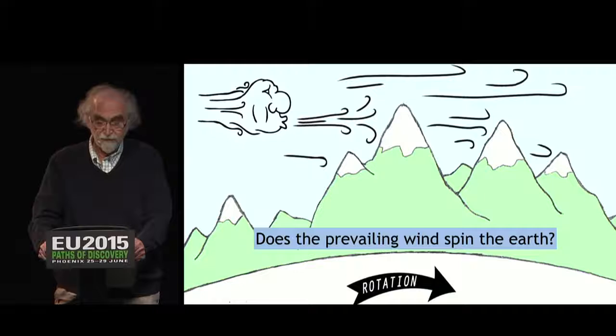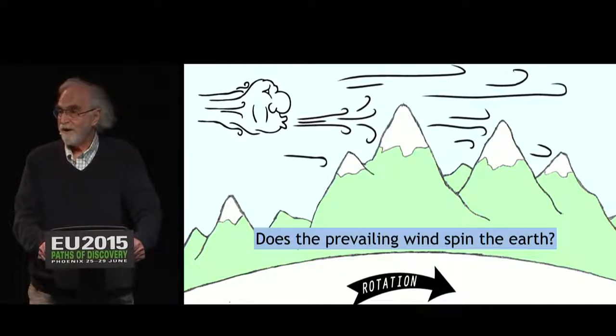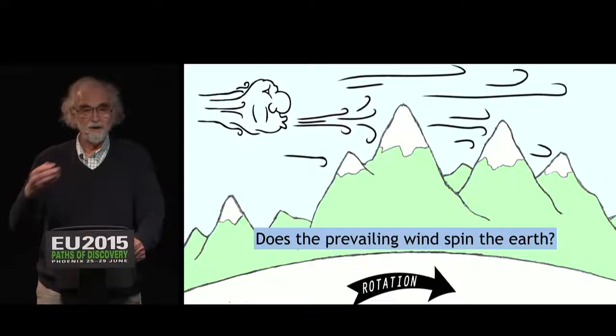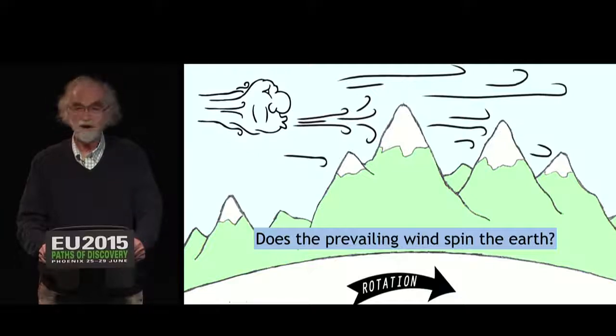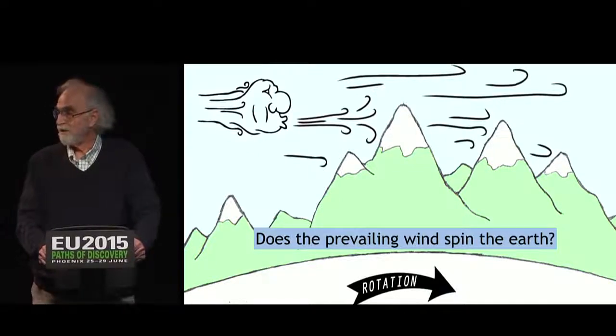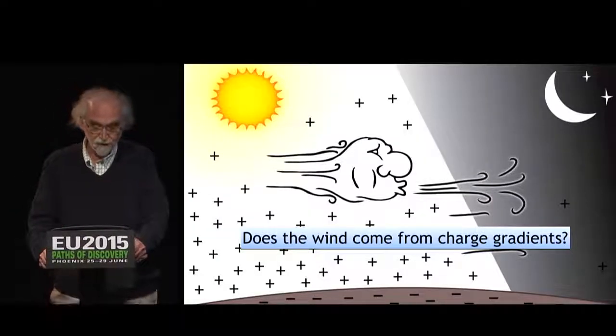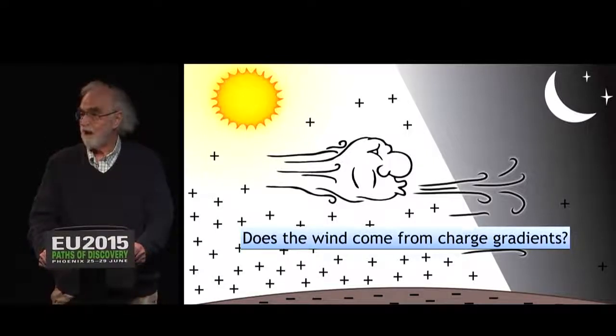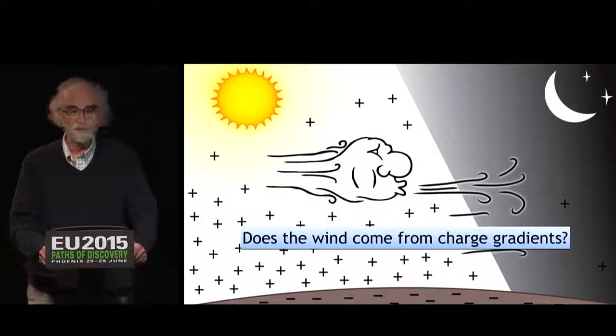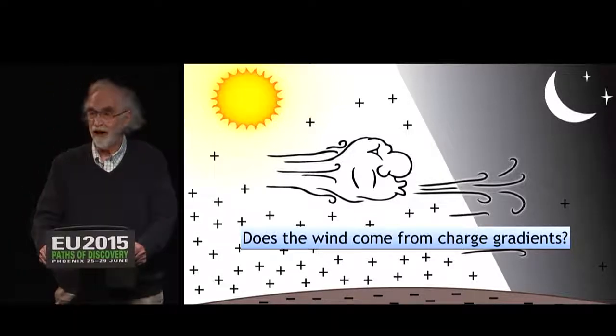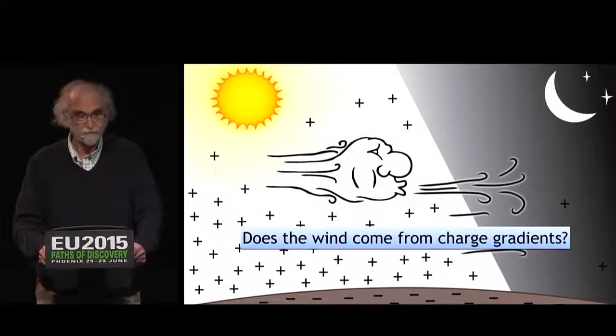And then, of course, the question arises, well, okay, so I'm suggesting that the wind is responsible, but what gives rise to the wind? That's another topic that I bet not too many people have thought about. And I'm going to be suggesting to you that the wind actually comes from charge gradients, lateral gradients of charge, particularly positive charge in the atmosphere. So that's where I'm going.